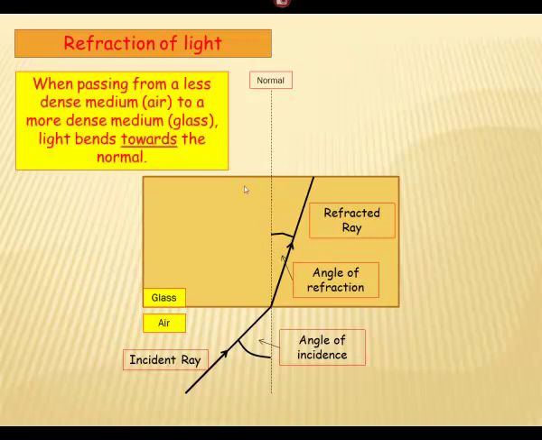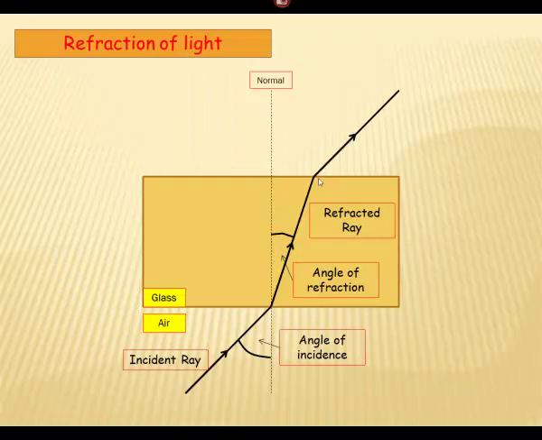Now, when passing from a less dense medium, air, which is less dense than glass, to a more dense medium, glass, light bends towards the normal. This is really important. We're going from less dense, fewer particles, to glass, more particles, and the ray of light bends towards the normal. It's always the case: light bends towards the normal going from less dense to more dense.